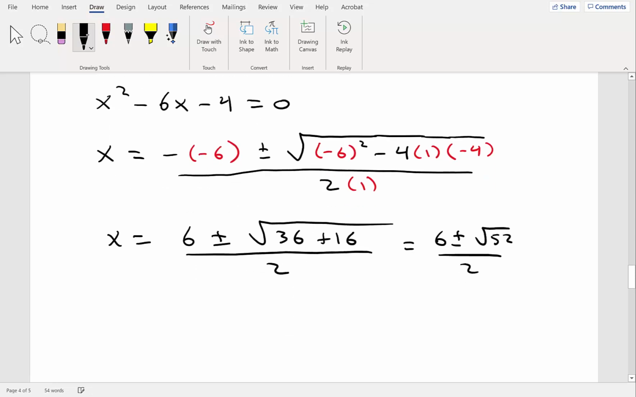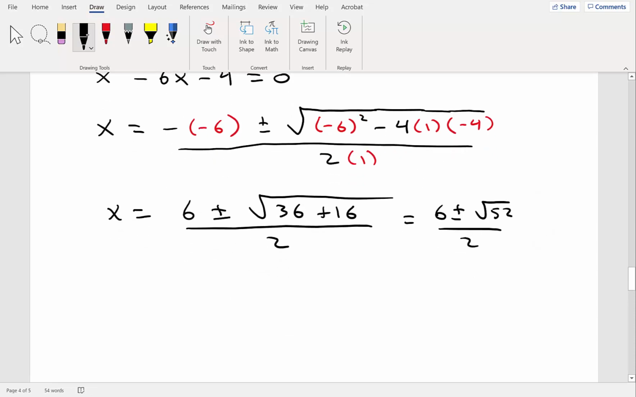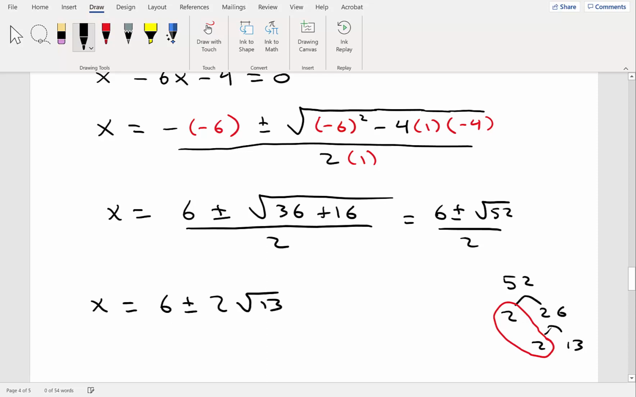Okay, but we're not quite finished yet because we have to simplify that radical. We have to simplify the square root of 52. So let's break down 52 using a factor tree. I could use 2 and 26. 26 I could break down to 2 and 13. So since I have 2 of the same number, I could take that number out and put it on the outside of the square root. So I have x is equal to 6 plus or minus 2 times the square root of 13 over 2.